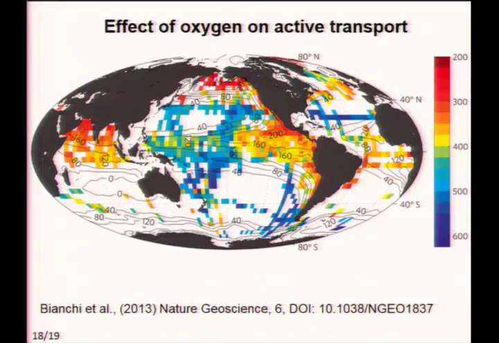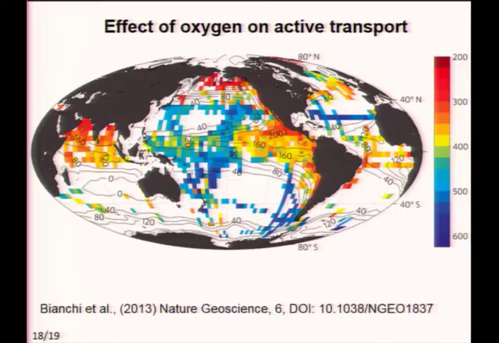So that mention of oxygen brings me on to the pathway I haven't really mentioned yet, and that is the direct transport of material by migrating zooplankton. This is a plot put together by Bianchi quite recently. The colors here are showing you the depth to which the zooplankton are migrating, which gives you an idea of the depth to which they're going before they release this organic material. And then the contours are showing you the gradient in oxygen between the surface and deeper down.